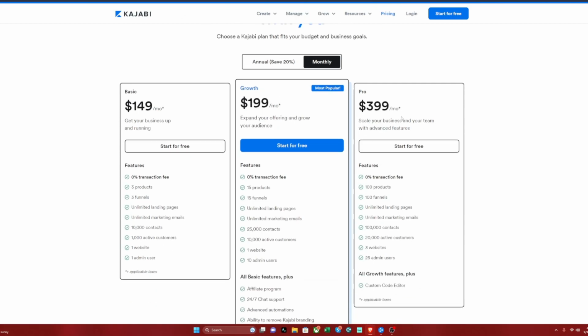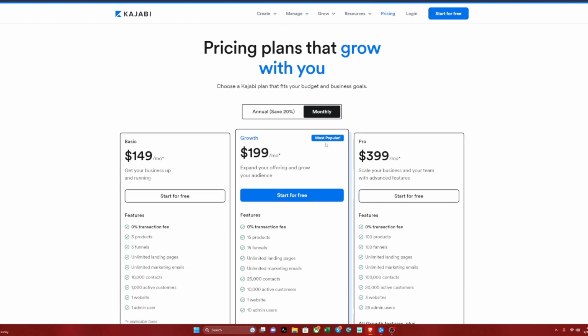Compare that to Kajabi, which initially is a lot more expensive per month. And the issue with it is you are limited no matter what.